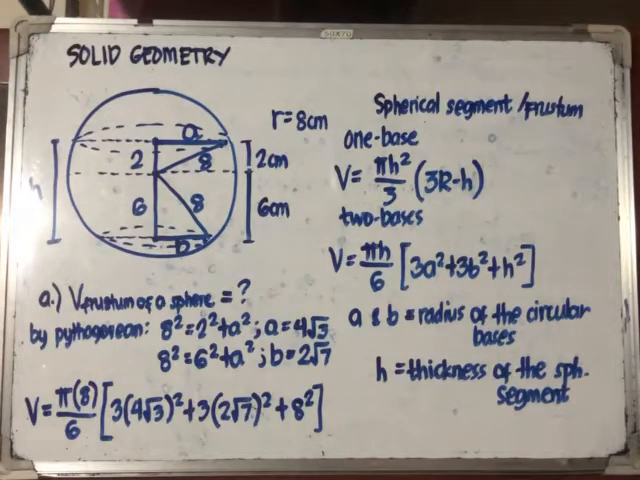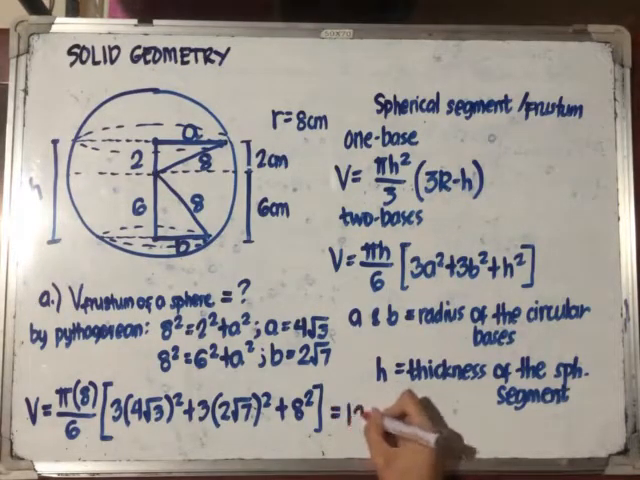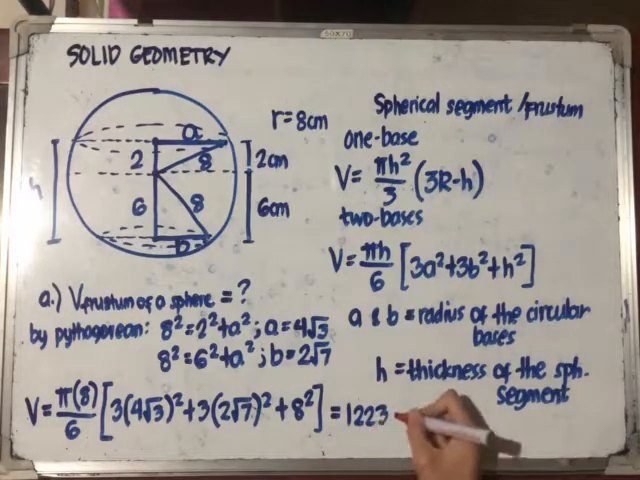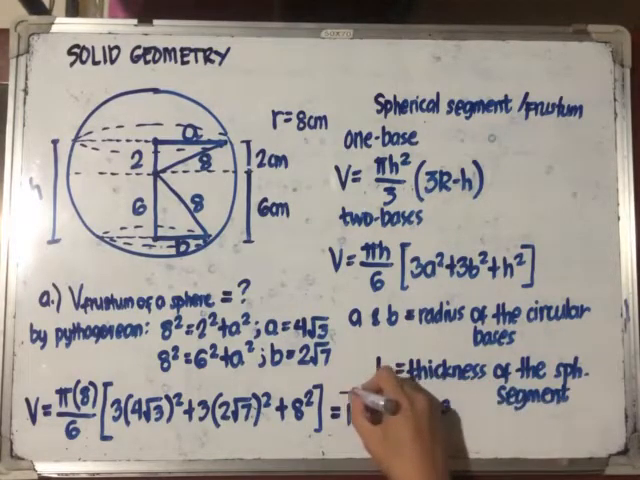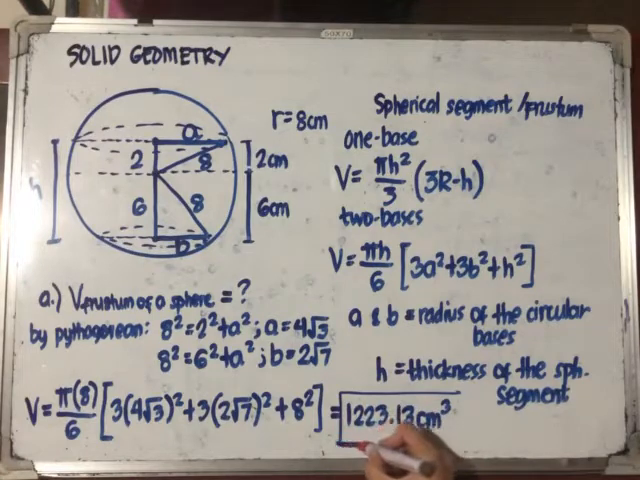3 times 4 square root of 3 squared plus, okay. And I apologize for the little delay. I'm doing it myself lang kasi all of these things. Okay, so that should give you 1223.13 cm cubed. That's the volume of your spherical frustum if the two cutting planes would be on separate sides from the center.